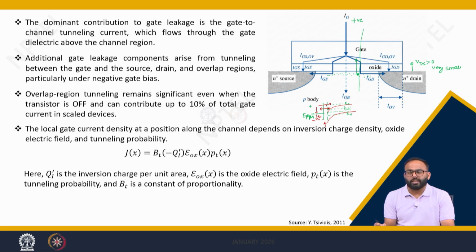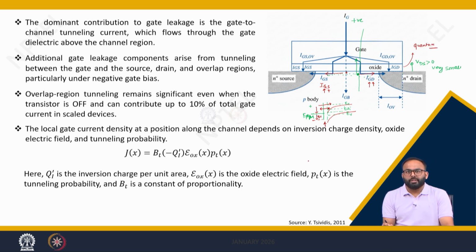Now, where does this gate current go? If the gate current is coming here in the channel, ultimately it has two parts. One portion of the gate current can go towards the drain and one portion can go towards the source. So, we can say this is IGS, the gate-to-source current, and this one is the gate-to-drain current. The formulation of this gate current is complex because we need to include quantum effects or quantum models.